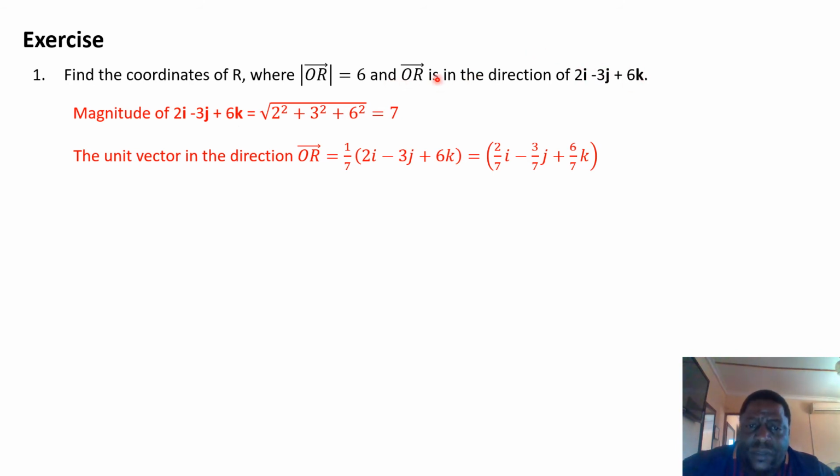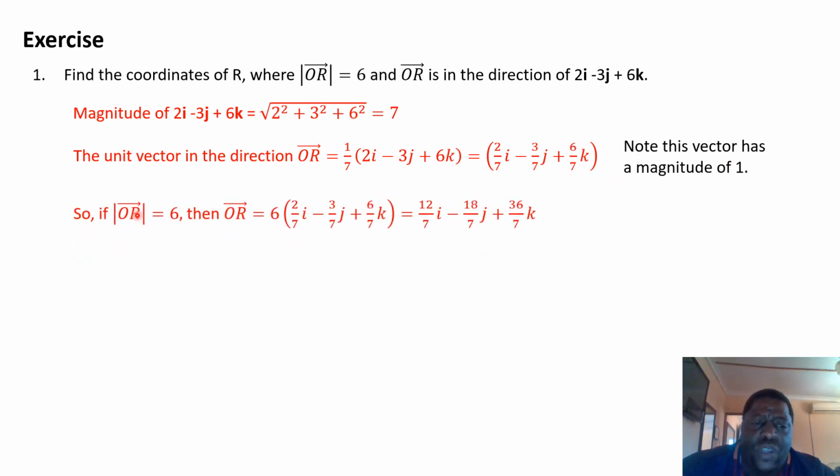But we know that OR, which is what we need to find, all right, we need to find the coordinates of R, such that the magnitude of OR is equal to 6, and vector OR is in the same direction. So there is that parallelism there. Same direction. So that 1 over 7 becomes something I should multiply every component with in order to find the final answer. This vector 2/7 i minus 3/7 j plus 6/7 k has a magnitude of 1. So if the distance of OR is equal to 6, then OR should be 6 times more than that vector with a magnitude of 1. So 6 has to be multiplied with everything there.